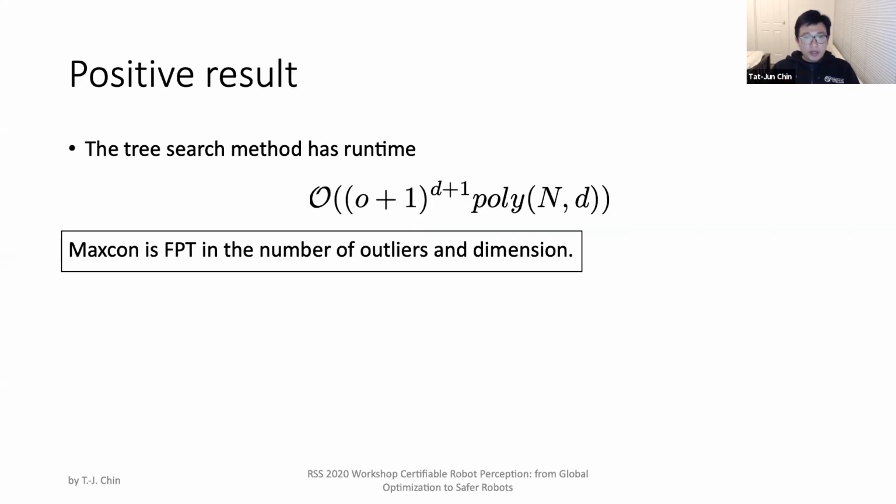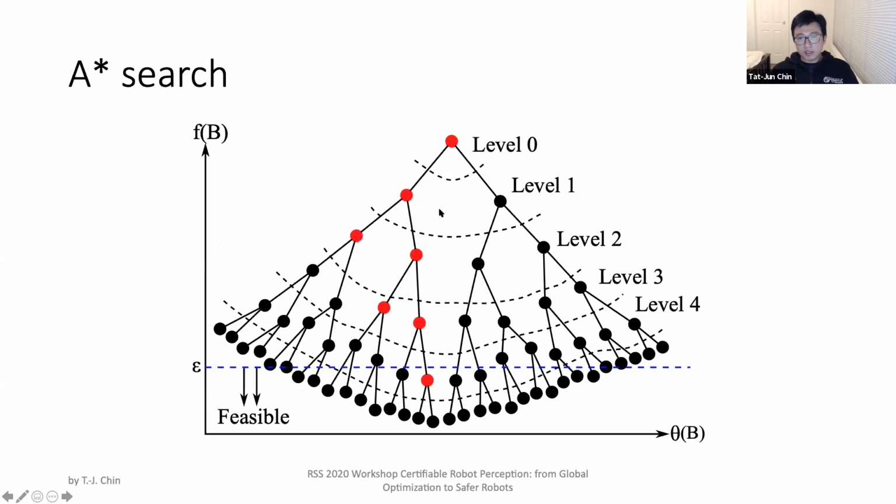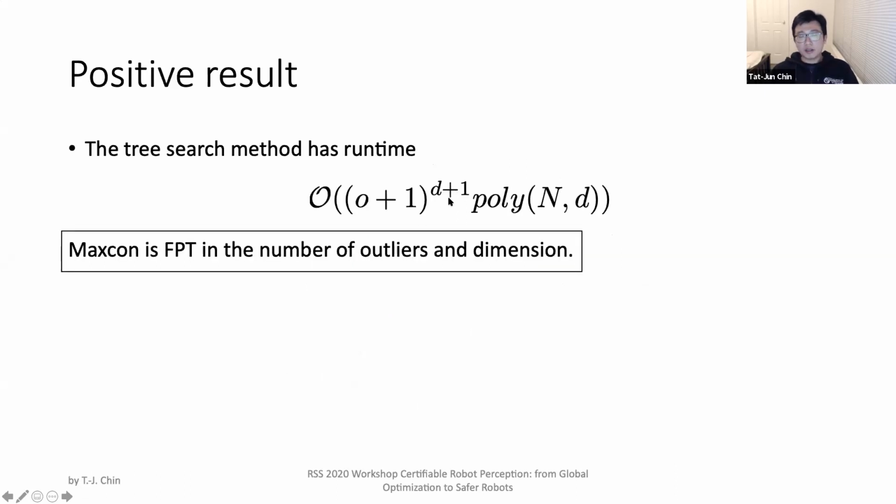But what we can do here, though, this way of doing branch and bound allows us to bound the runtime. Okay, we can show that because we don't need to search beyond level O, where O is the number of outliers we have, and because each basis has d+1 points, the branching factor is therefore d+1. It allows us to bound the runtime such that it's only exponential in the dimension d and also the number of outliers O. Okay, so this would be one solution.